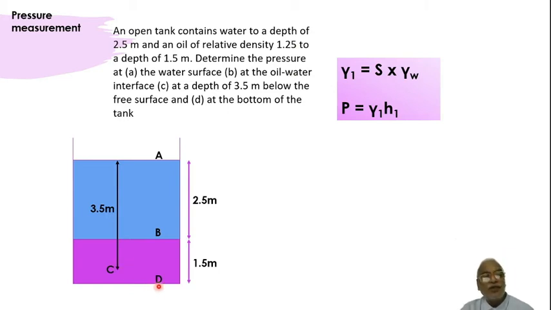And if you want at the bottom D, then it will be again 0 plus gamma of water into 2.5 plus gamma of oil multiplied by 1.5. That should be equal to PD. So I hope you will be able to calculate all these things.